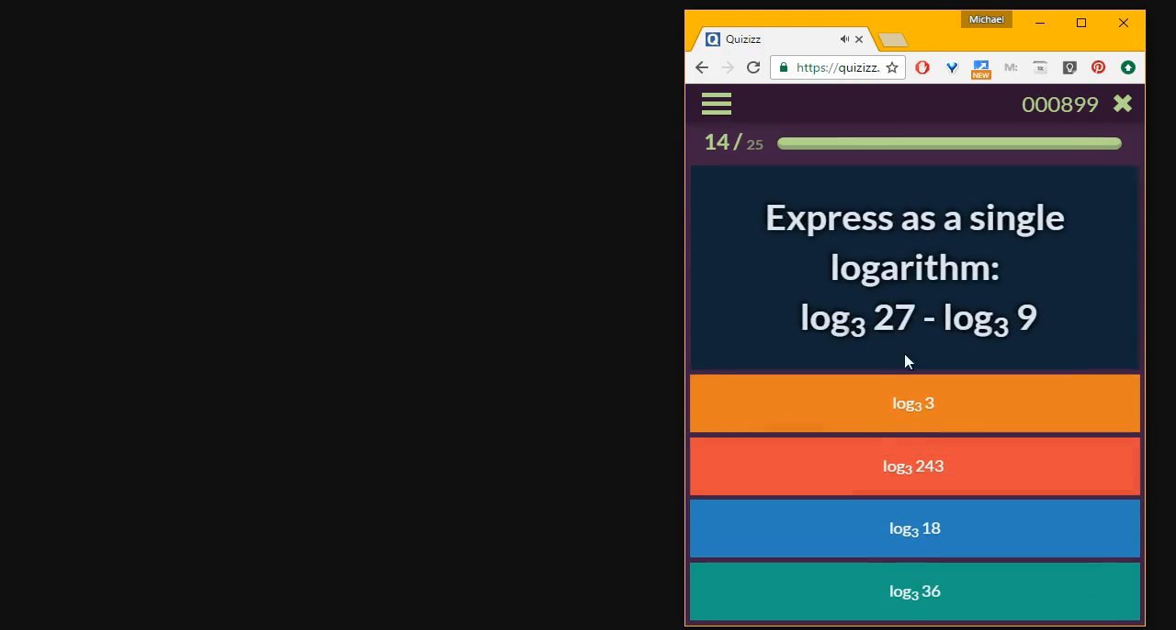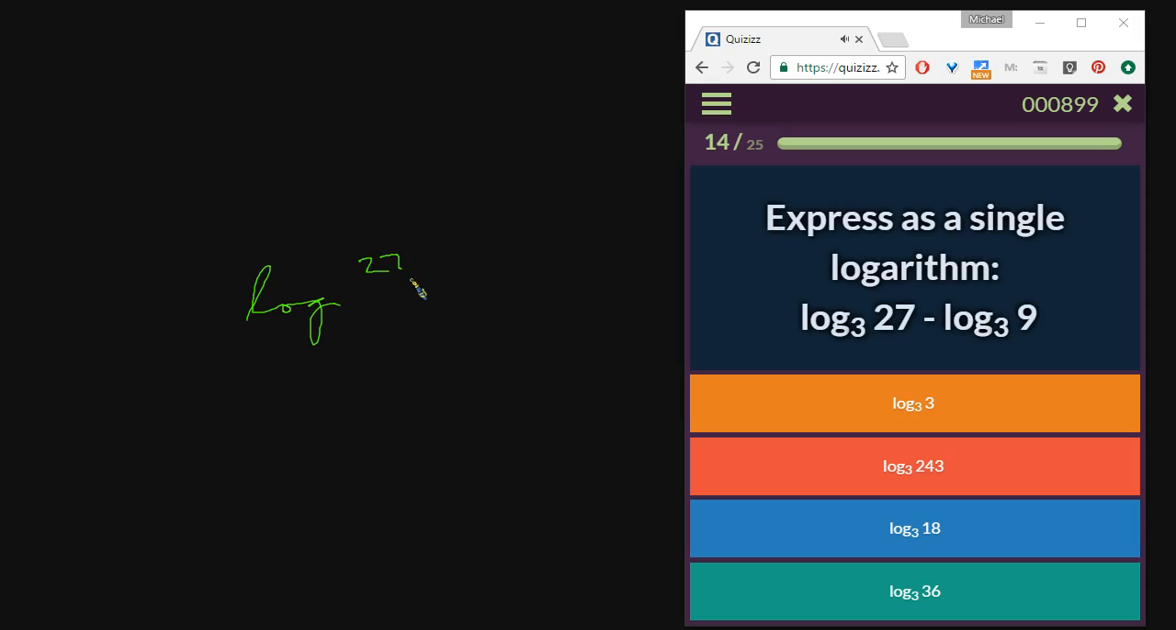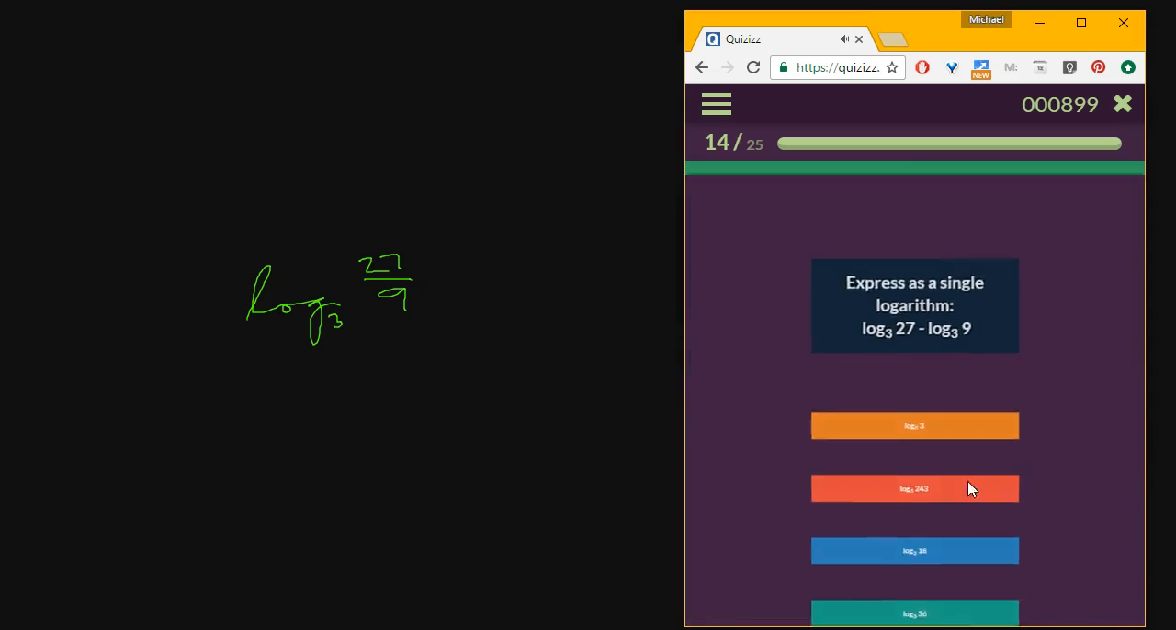Okay. All right, express as a single log, so we have to combine these together. Since it's a subtraction, we'll make the arguments into a quotient. This is the quotient property. Again, probably worthwhile to study your properties. And if you do, you'll see that we get something like this. If we actually divide, this turns into 3, so log base 3 of 3 looks good.